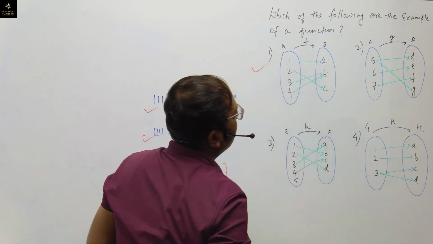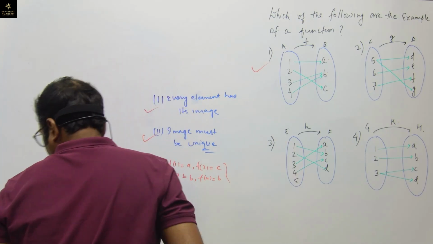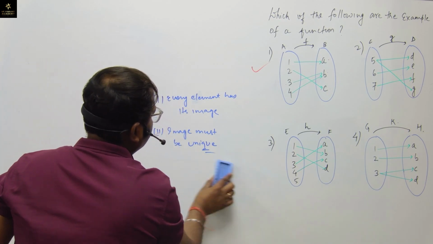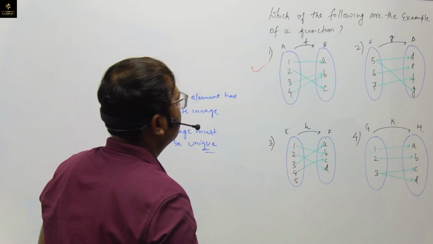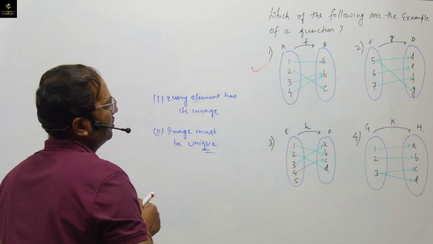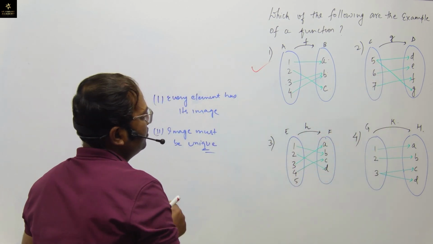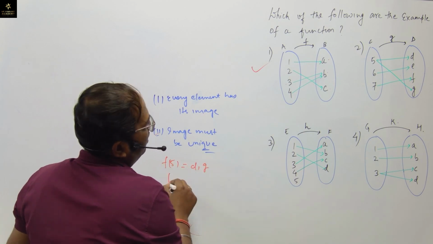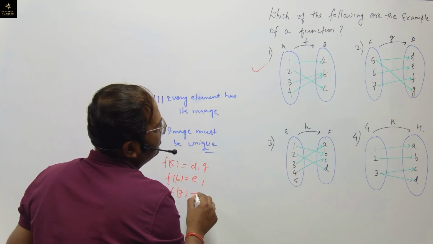Okay, now let us go back to example 2. Now let us apply these conditions. Okay, so every element has its image, so the first condition is satisfied. 5 का इमेज है, 6 का इमेज है, 7 का इमेज है। ठीक है, now image must be unique, let us find the images. So f of 5 is equal to d and g, and f of 6 is equal to e, and f of 7 is f.